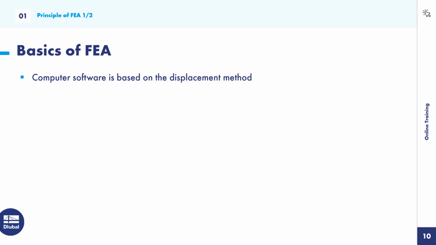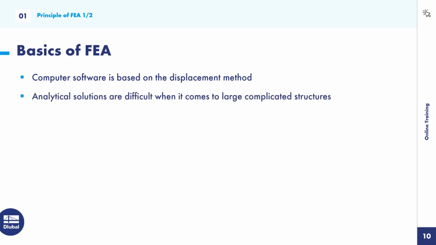So all other results, like forces and stresses, are then calculated in the post-processing. Then there's the second method, which is the force method. This is kind of the opposite of the displacement method, and this is where the forces are the unknowns. And then afterwards, the displacements are determined in the post-processing. So most use the displacement method, just like RFEM does.